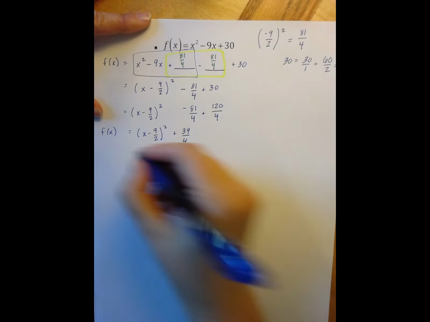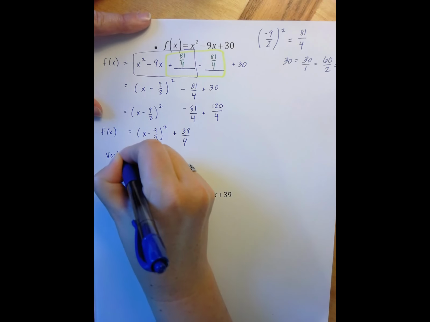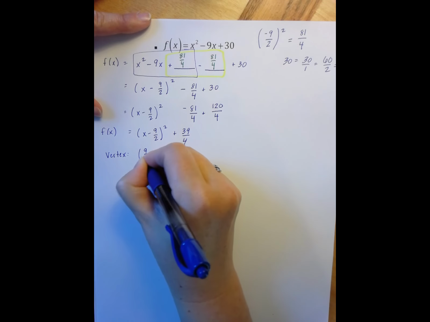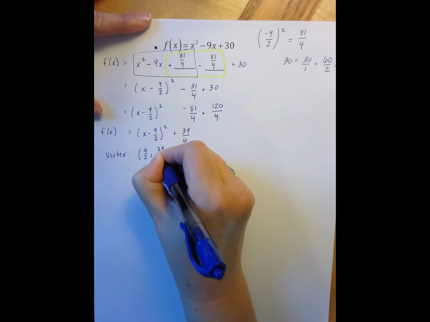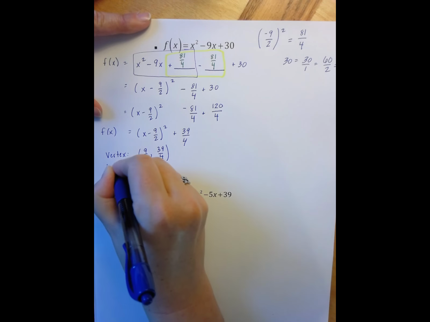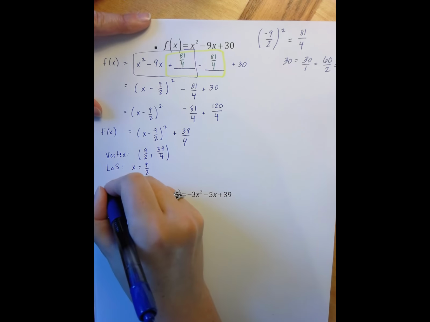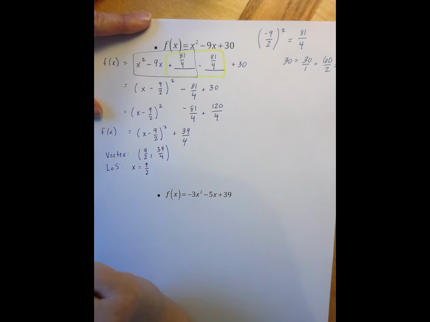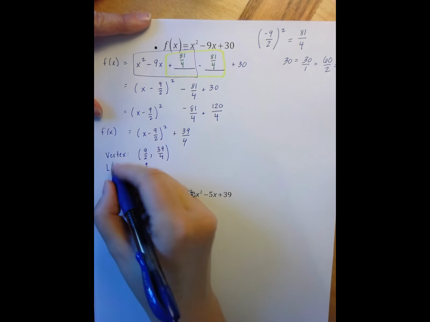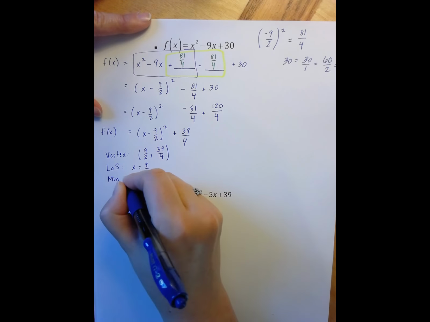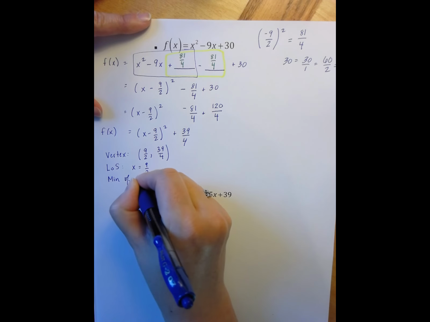So my vertex is (9/2, 39/4). My line of symmetry is x = 9/2. And because my parabola is facing up, has an a of 1, I have a minimum of 39/4.